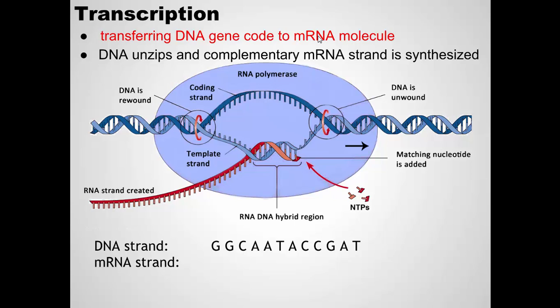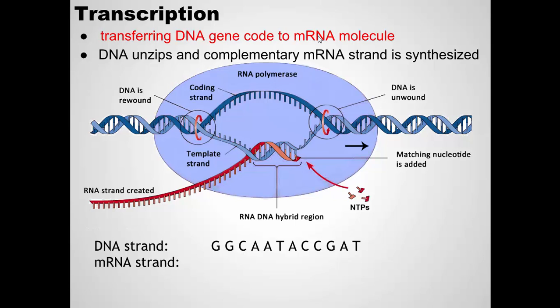The enzyme that helps that happen is called RNA polymerase, which makes sense. Polymerase means to build up a polymer. It's building up an RNA polymer based on the bases that are in this DNA. And so the RNA strand is created.